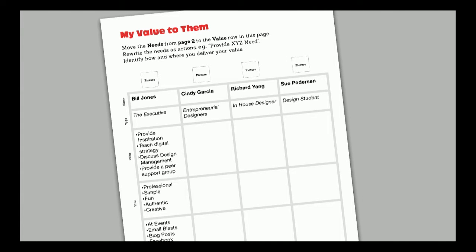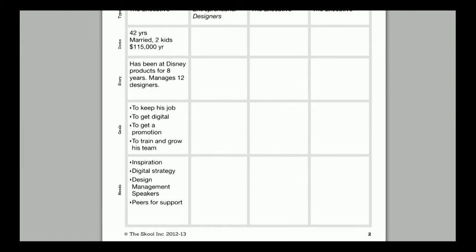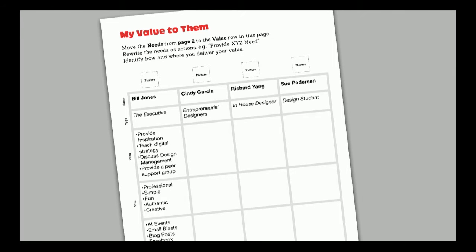What value do I provide to that person, to Bill Jones, the executive at an entertainment company? The value, and values basically take what's in your needs right here at the bottom of this, and then go over here and put it in the first quadrant there of the value. Provide inspiration, teach digital strategy, discuss design management, provide a peer group. That's basically it.